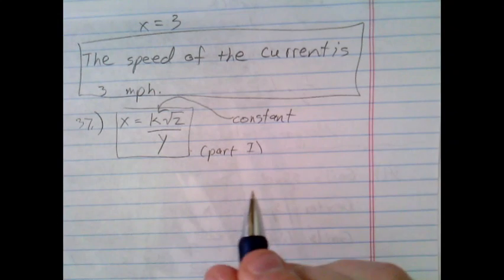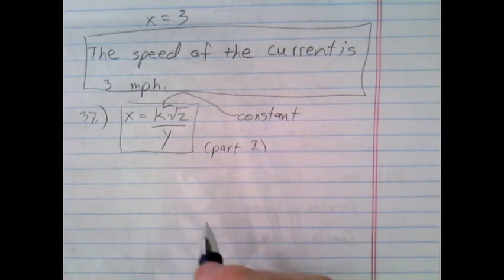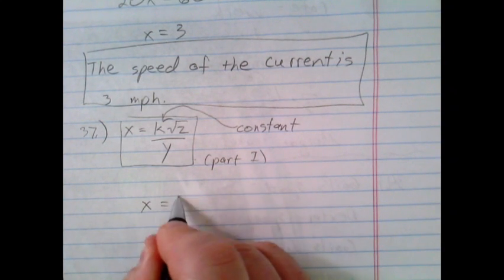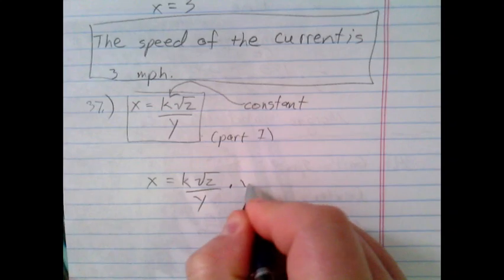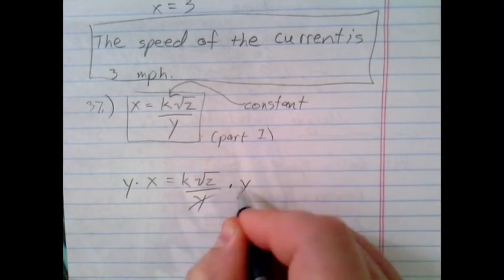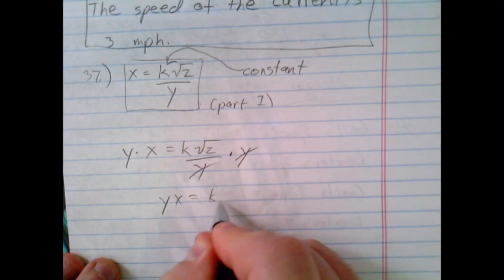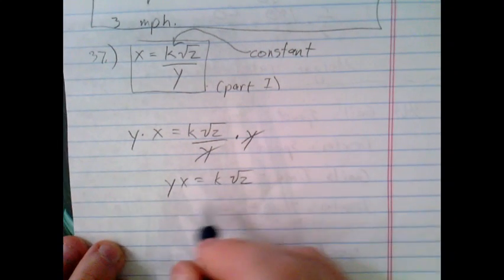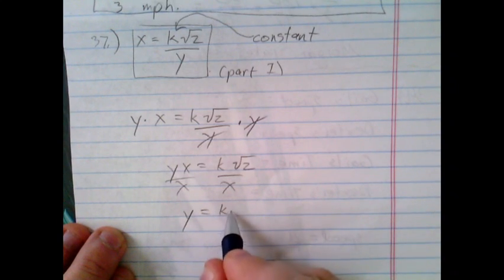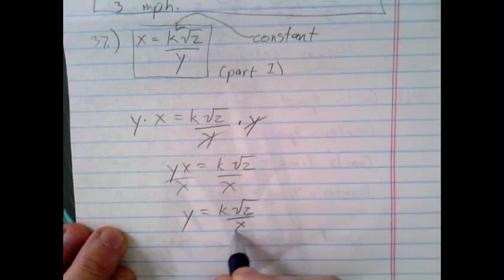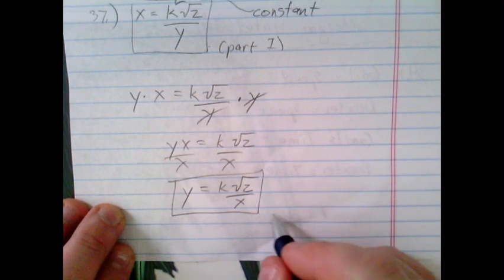Part 2 is to solve for y. To solve for y, I would just multiply both sides by y to get y out of the denominator. And so then I would have yx equals k square root z. Then I would divide both sides by x. So y equals k square root z over x. And this would be part 2.